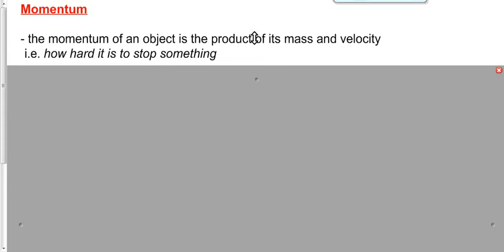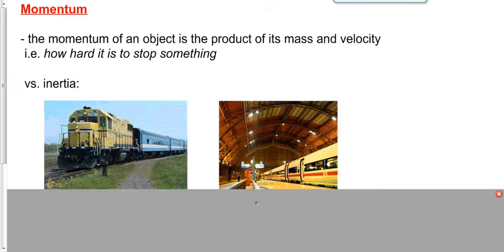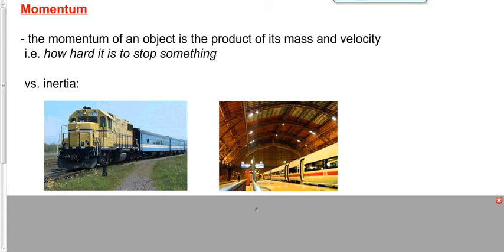Therefore, the real definition of momentum is going to be the product of mass and velocity. Mass and velocity both make things difficult to stop. Mass and velocity both give something momentum. So the product of mass and velocity is the momentum. I showed you two pictures yesterday, and we related these two pictures to momentum, but also to another term called inertia.